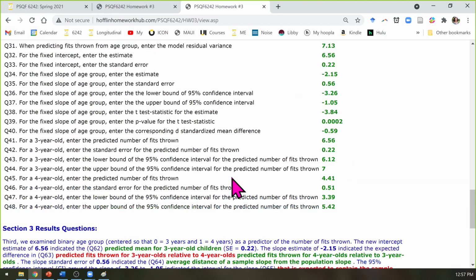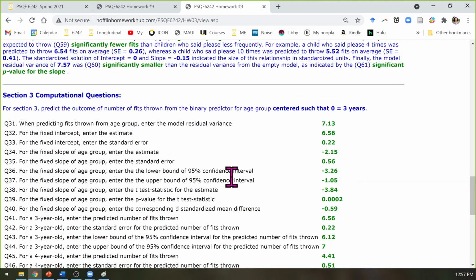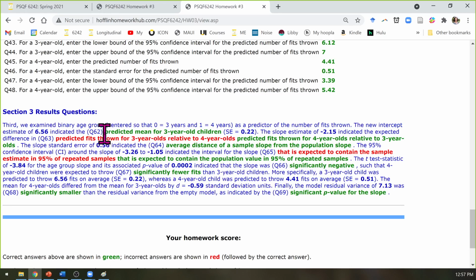Okay, Section 3 then. We talked about this at the beginning of the show, but just to recall, what does the intercept mean? The intercept is for 3-year-olds. And the reason I know that is because of the coding scheme. I told you to make a new predictor in which age 3 meant 0 and age 4 meant 1. Had I told you to flip it around, I could have told you to make age 4 the 0, and then they would have been the intercept. So it's entirely based on the coding scheme that you've adopted for who is 0 and who is 1.